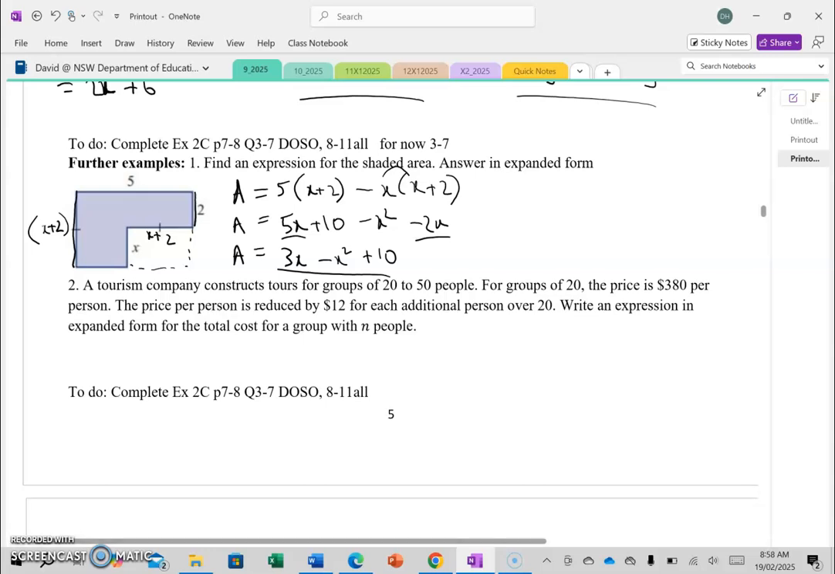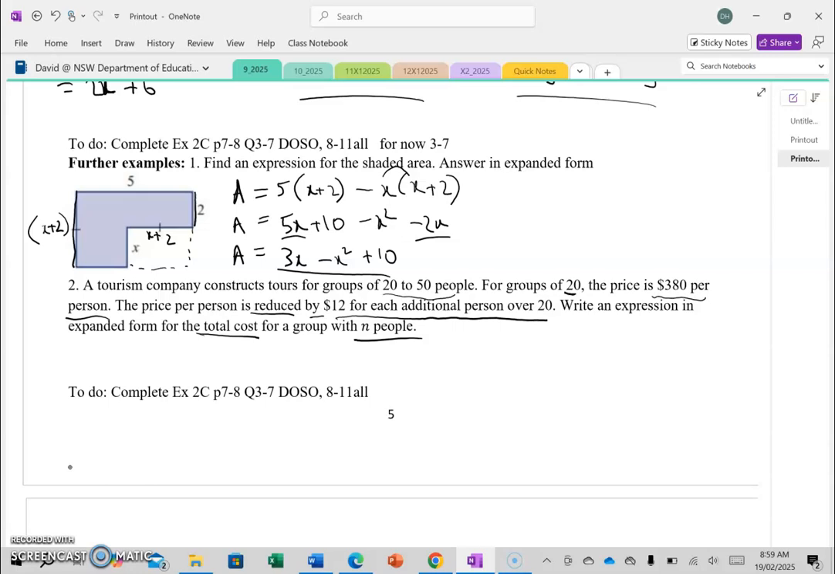A tourism company constructs tours for groups of 20 to 50 people. For groups of 20, it's $380 per person. That's the cost. The price per person is reduced by $12 for each additional person over the 20. Write an expression in expanded form for the total cost for a group with n people.